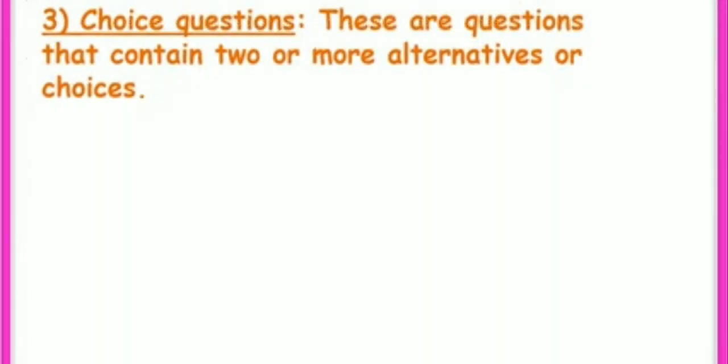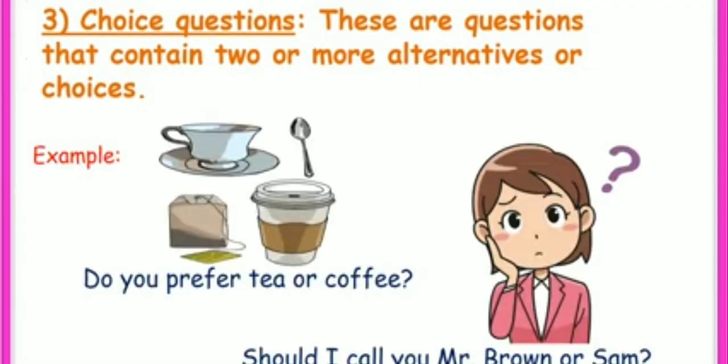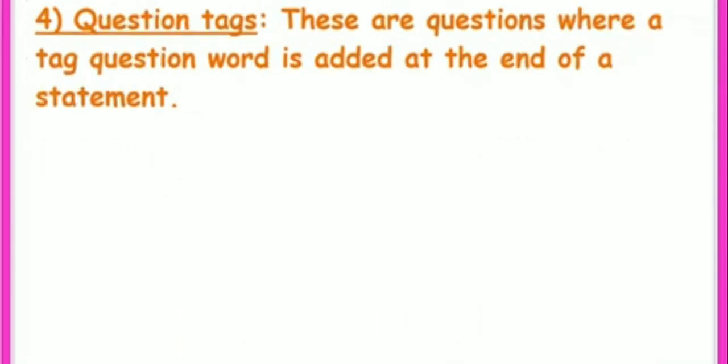The third type of interrogative sentences are choice questions. These are questions that contain two or more alternatives or choices. For example, do you prefer tea or coffee? Should I call you Mr. Brown or Sam? The fourth type of interrogative sentences are question tags.